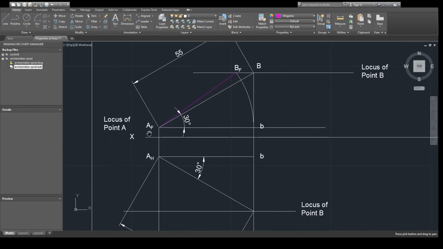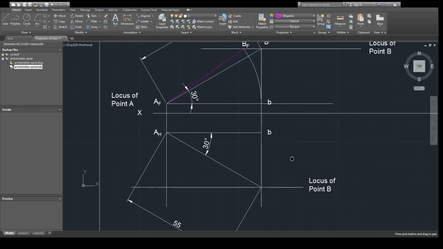So I have rotated AFB. Why have we rotated AFB? Because we know that the line which is inclined to VP and parallel to HP, this is the front view, that is the apparent view, and we have rotated this line up to the locus of point B. We have obtained a point BF.